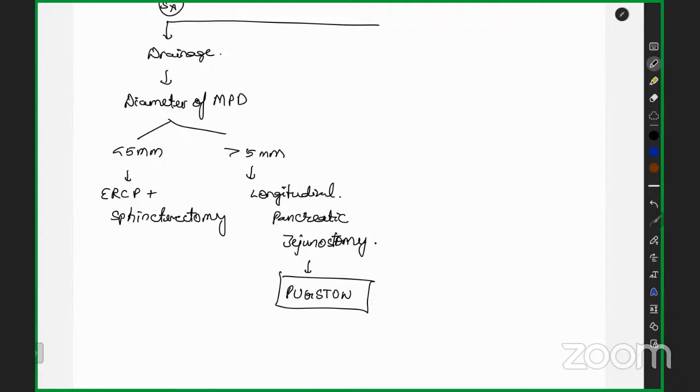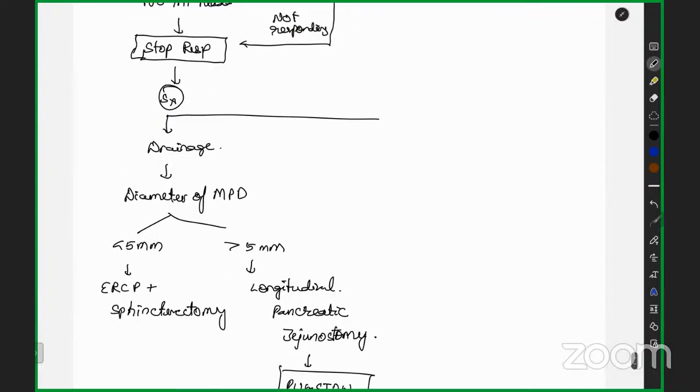Now you have just drained it, but the patient is still not responding at all. If the infection or pancreatitis is restricted to the tail, then you're going to perform a distal pancreatectomy.